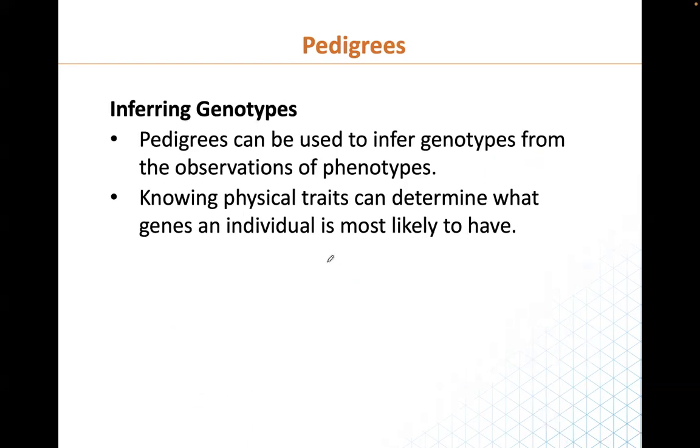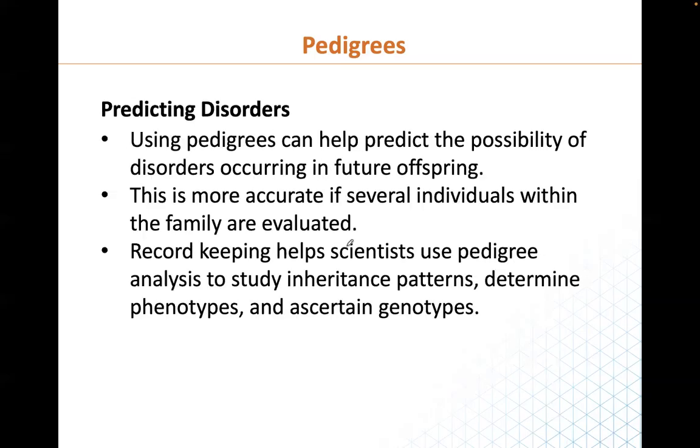Inferring genotypes. A pedigree can be used to infer genotypes from the observation of the phenotypes. When you know the physical traits of a person, you can determine what kind of gene the person has. How do you do this? We use what we call the pedigree, which can help you to predict the possibility of a disorder occurring in future offspring. This is more accurate if several individuals within the family are evaluated.